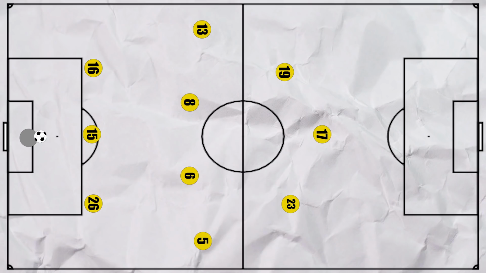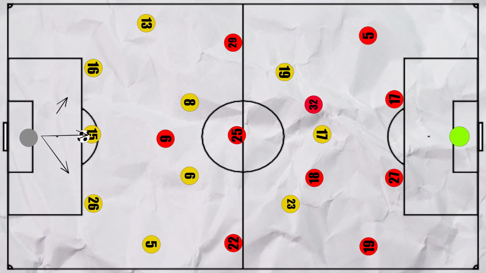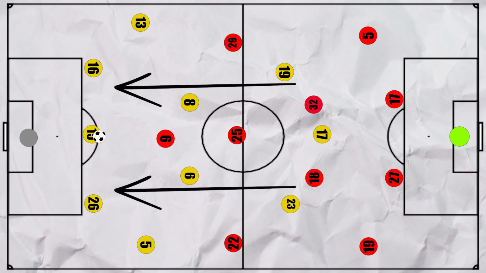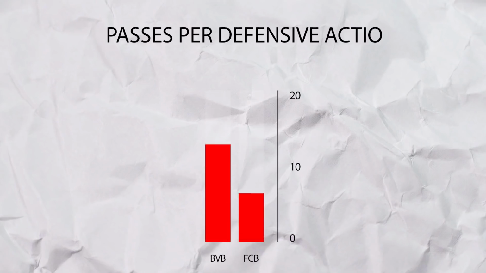Dortmund looked to play out through the back throughout the match, with Bürki opting to find the centre-backs most of the time. However, particularly in the first half, Bayern didn't want to let Dortmund settle on the ball and pressed high. This is shown in the stats, as Bayern only allowed 9 passes per defensive action compared to Dortmund's 18.